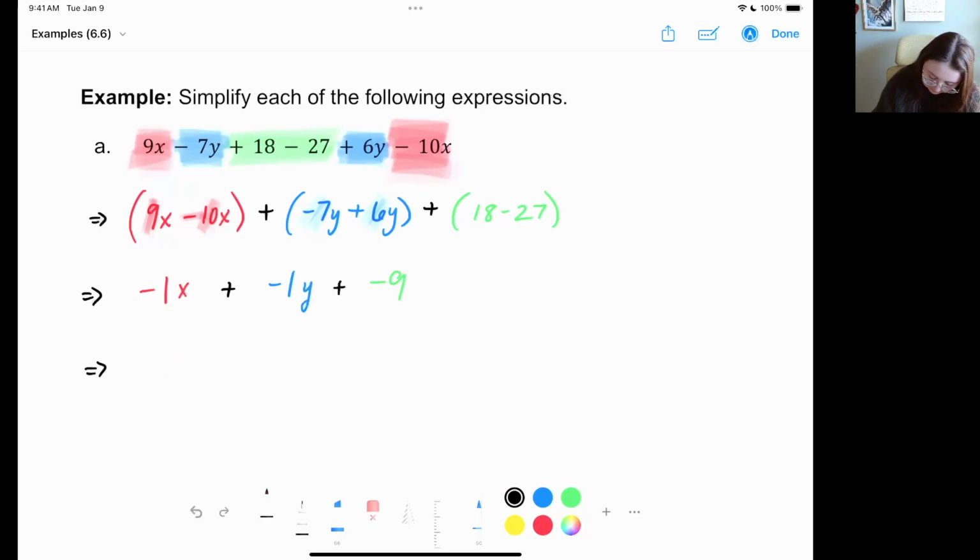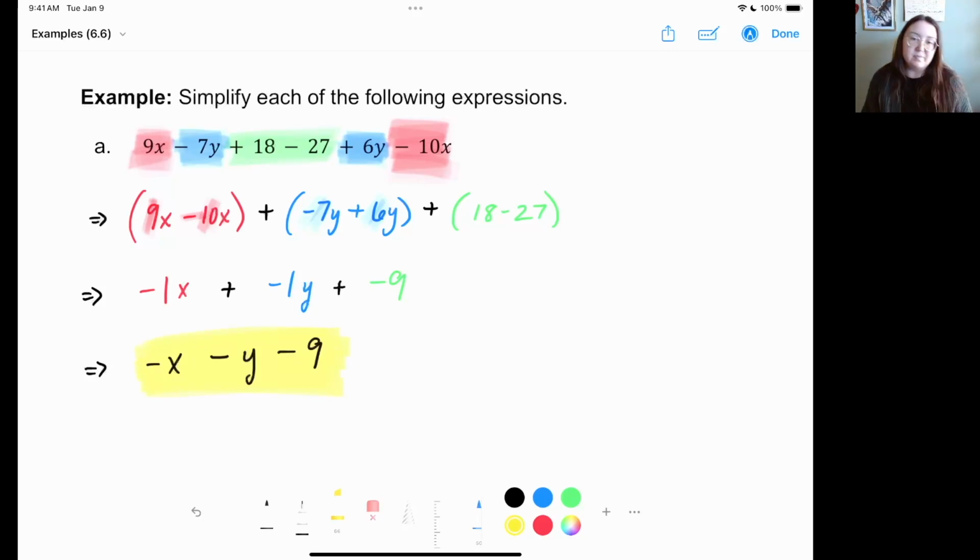And we'll write this all in one color here. So negative x. And then we have plus negative y. Plus a negative is the same as minus. So we have negative x minus y plus negative 9. Once again, just write that as minus 9 instead. And that would be our expression in its most simplified form. And there we go. Negative x minus y minus 9. So let's go ahead and go on to part B.